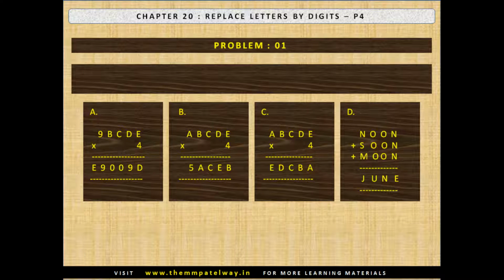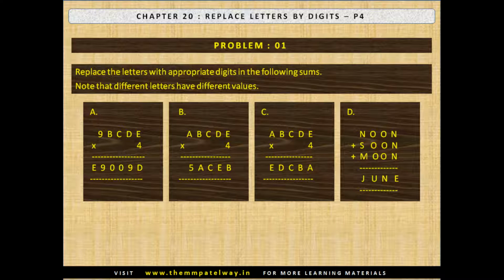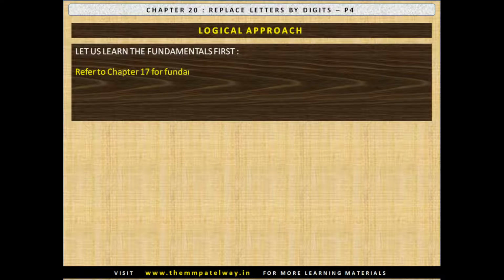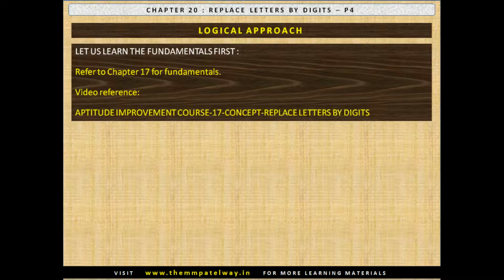Problem number 1. Replace the letters with the appropriate digits in the following sums. Note that different letters have different values. There are 4 sums A, B, C and D given. Let us discuss the logical approach first. For learning fundamentals, refer to Chapter 17. The video reference is Aptitude Improvement Course 17 Concept Replace Letters by Digit Part 1.